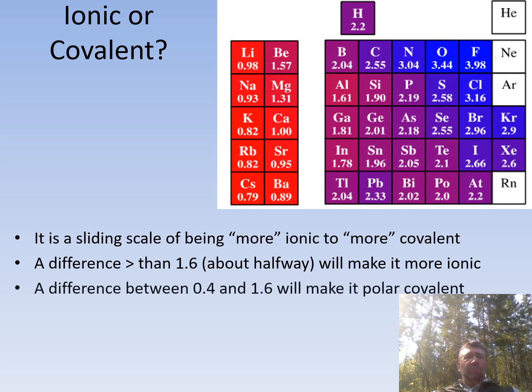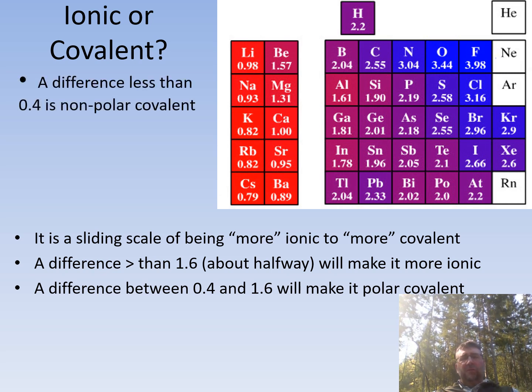When the difference is between 0.4 and 1.6, we say that it is a polar covalent bond. And if the difference is less than 0.4, we say that it is a nonpolar covalent bond. So greater than 1.6, the pull of one atom is much stronger than the other. We say that's ionic. If it's 0.4 to 1.6, we say that it is somewhat stronger, so the electrons are being pulled more toward one direction than the other, and we say that it's polar covalent. And if the difference is less than 0.4, we basically say the pull is equal.